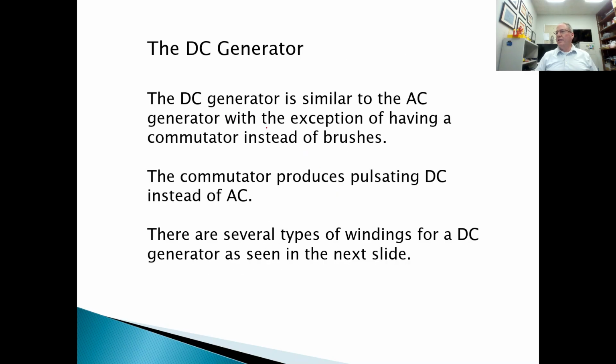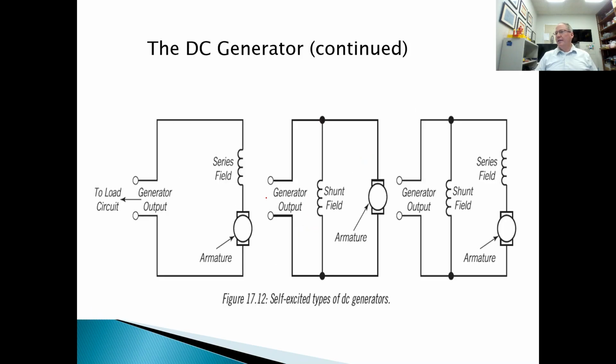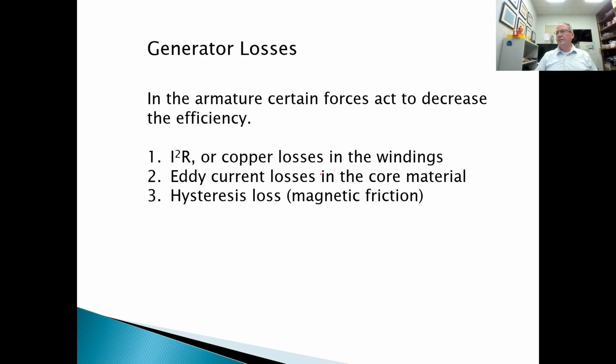And then the DC generator is similar to the AC generator, with the exception of having a commutator instead of brushes, and the commutator produces pulsating DC instead of AC. And the different windings could be series field, shunt field, or the series shunt field. So those are different DC generators.